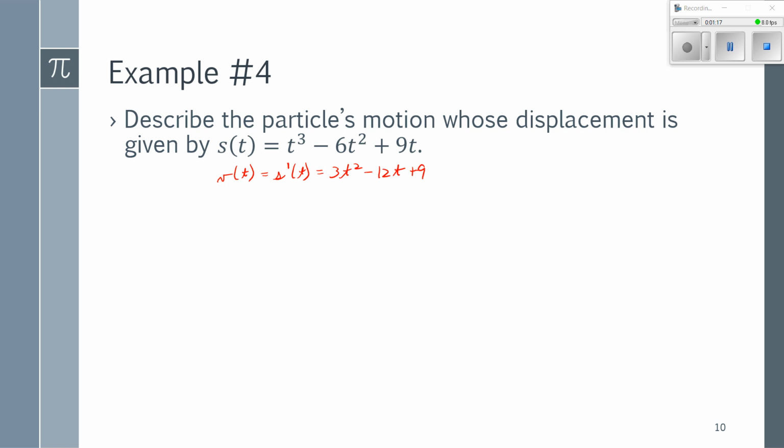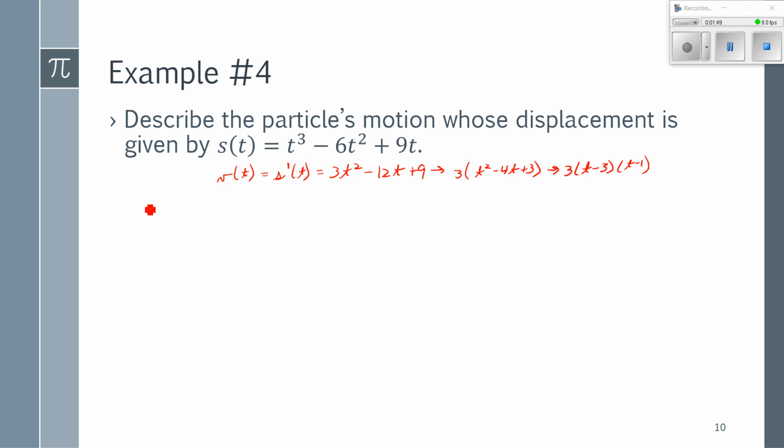I have an unfair advantage that I know that I'm going to need to be solving this at some point, so I'm going to go ahead and factor this. So I can pull a 3 out of everything. And this is going to be 3 times t minus 3 times t minus 1. Again, I have the unfair advantage. I know what I'm going to be doing with this. You could do this at a later step without any issues.